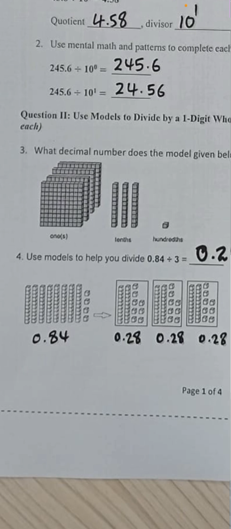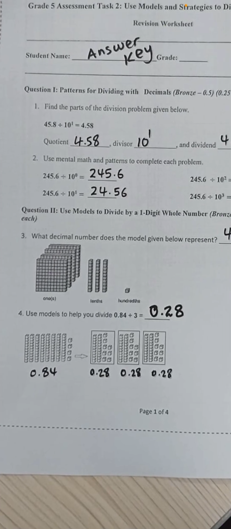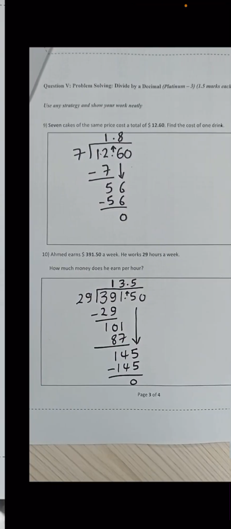We have 2 tenths. We can regroup them as hundredths. So we have 20 hundredths. And we already have 4 hundredths, so 24 hundredths. Divide into 3 groups. We put in each group 8 hundredths. So in each group, as you can see here, we have 2 tenths and 8 hundredths.